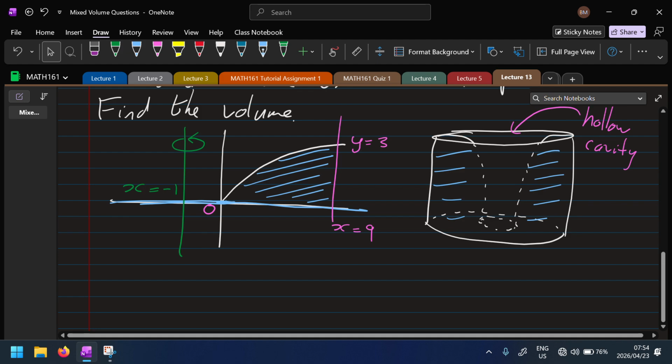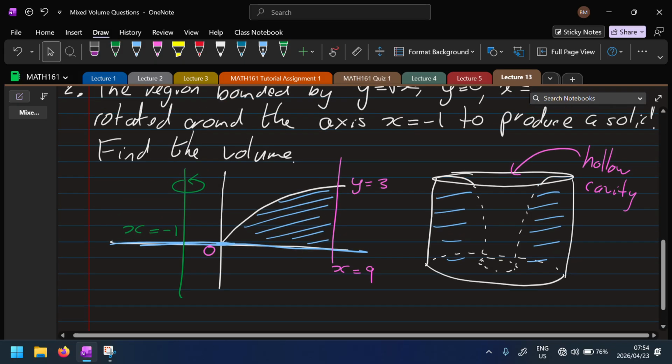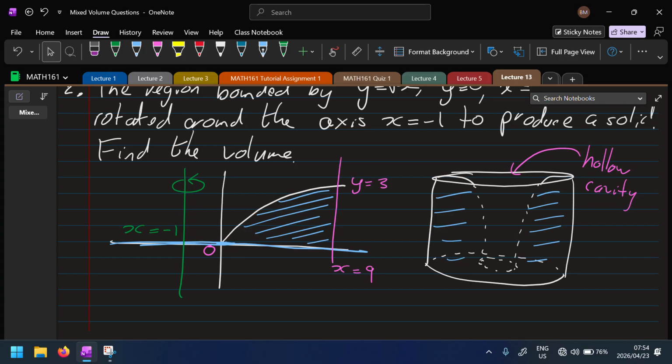So someone said washer method first. So let's do that, and then we'll do the shell method. So for the washer method, remember, we have concentric circles. We have an inside circle that we're going to be subtracting away, and a larger circle. So from this picture, what's the radius for the larger circle? The R out, the outer one.